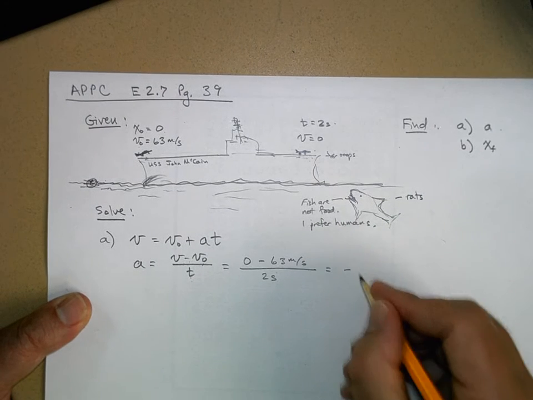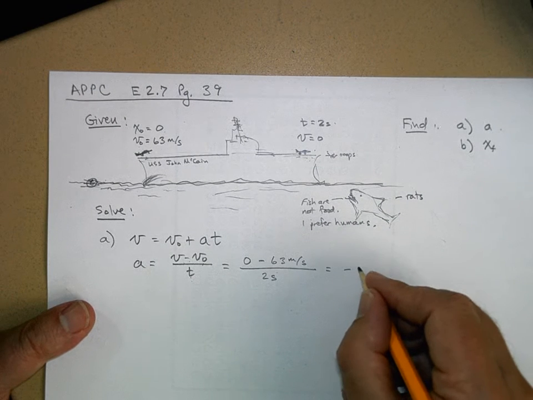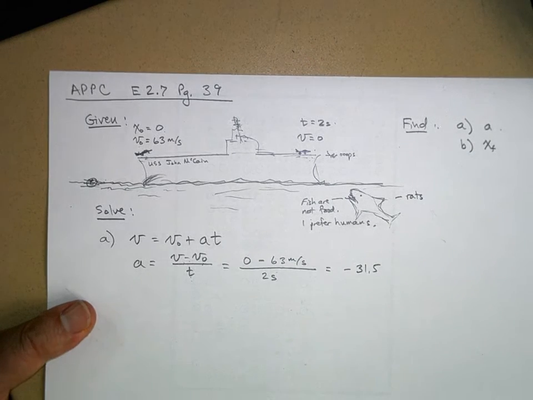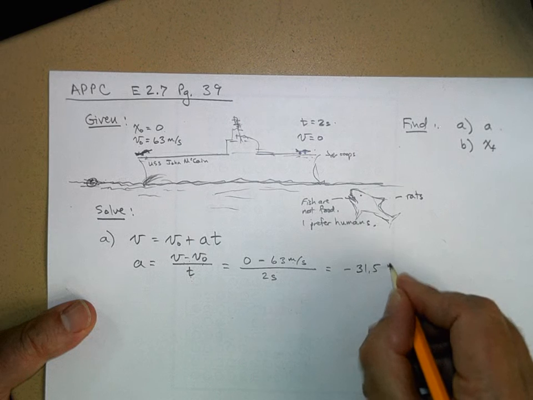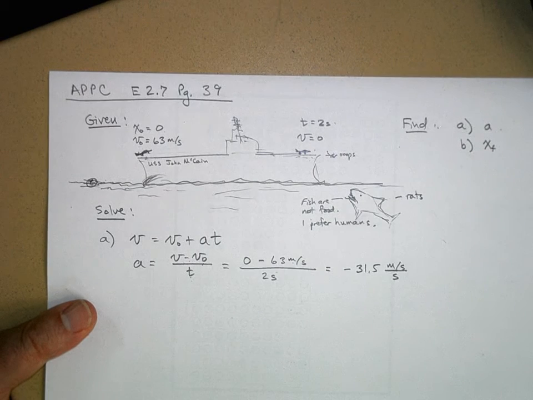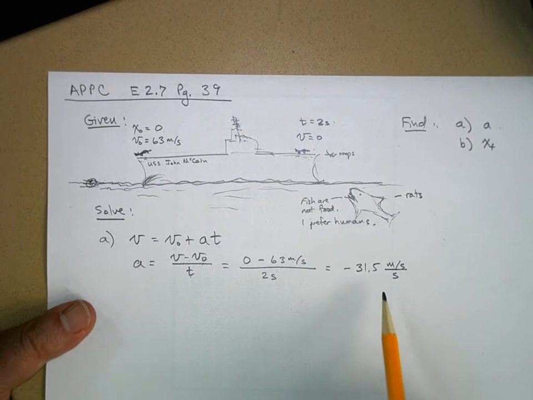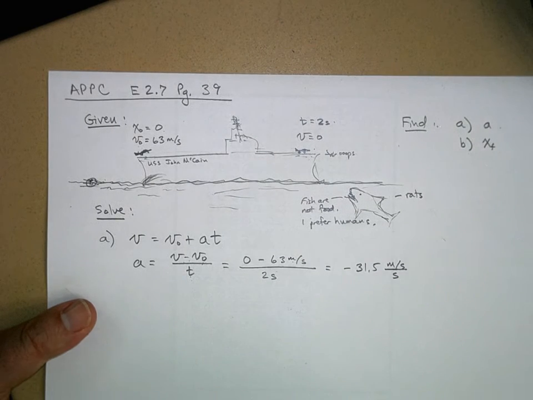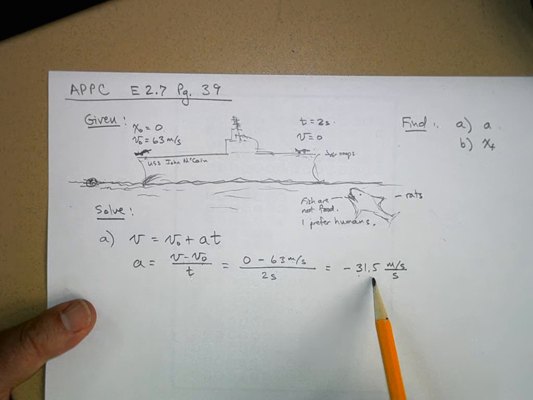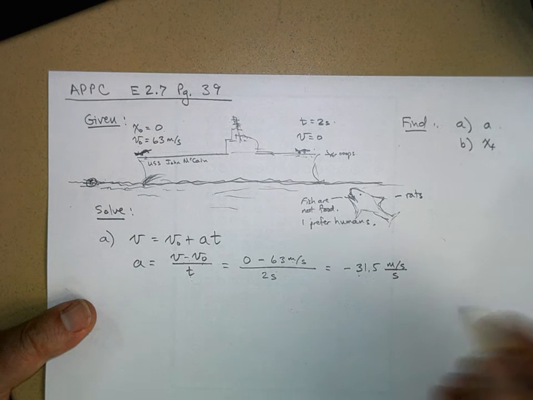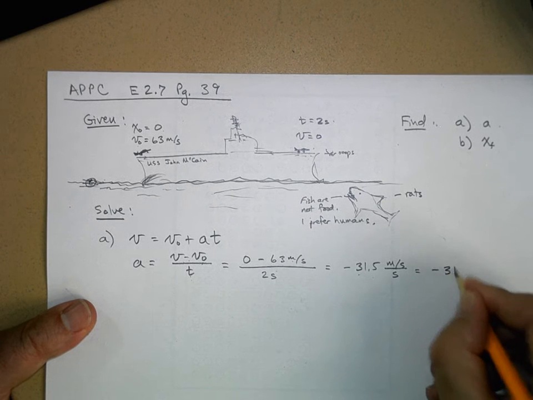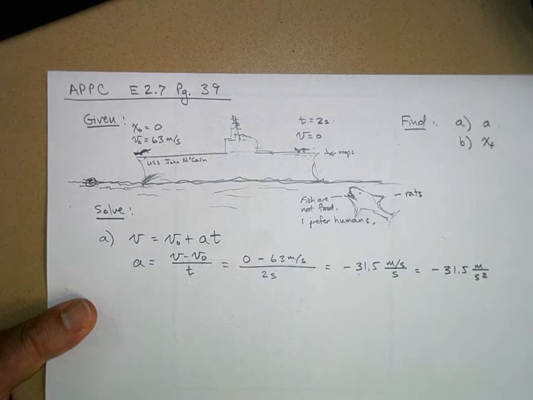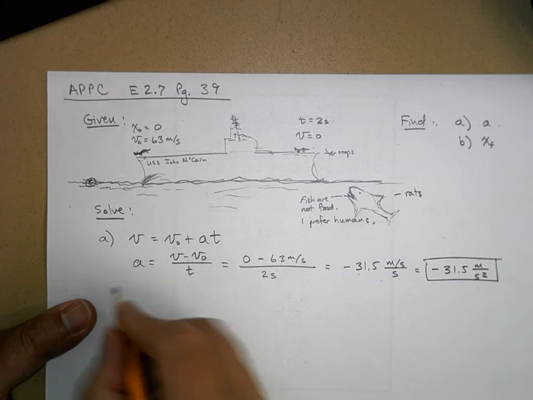And when you plug that in, you get negative, what is it? 31.5. I think the book rounds it to 31. It doesn't really matter, but meters. Now, you can put meters per second every second. I like this. This is what acceleration is. It's a change in how fast you're going in meters per second for every second. So we're shedding 31.5 meters per second of velocity every second. Or you can write it as negative 31.5 meters per second squared. I don't really know what a square second is, but mathematically it's equivalent to this, and it's easier to write down. So this is our answer to part A.